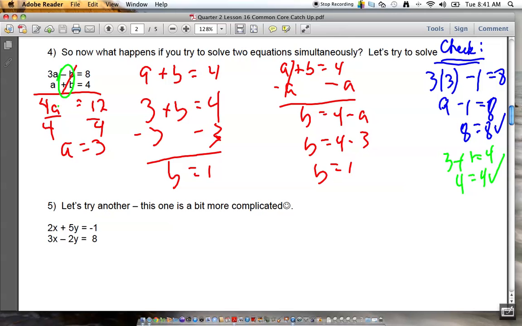And as soon as I have just one variable, now I can solve the variable.